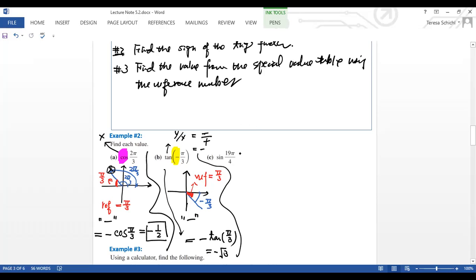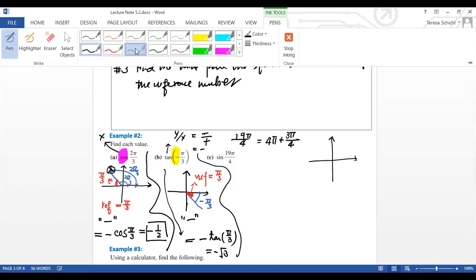Now let's take a look at 19 pi over 4. First I divide 19 pi over 4 by 4, and I will get 4 pi plus 3 pi over 4.